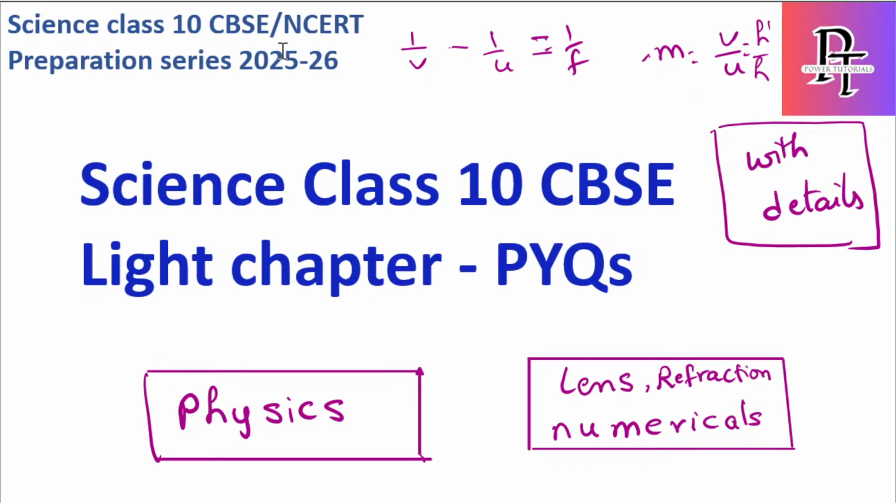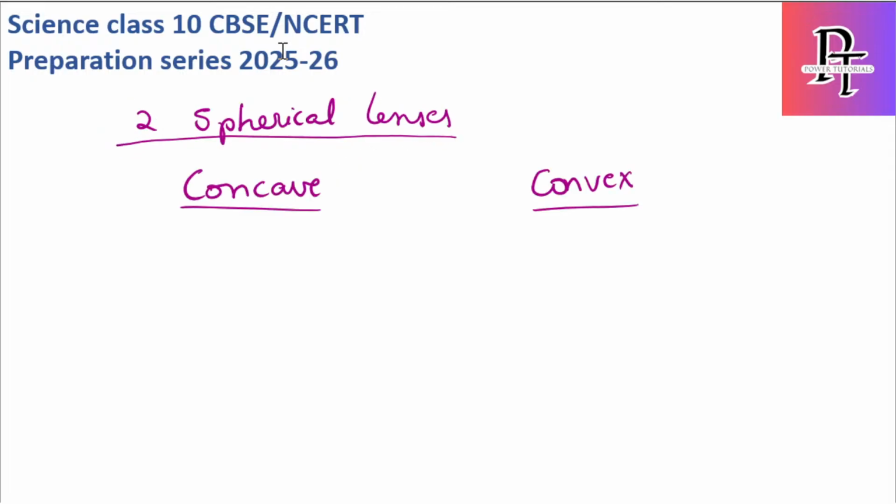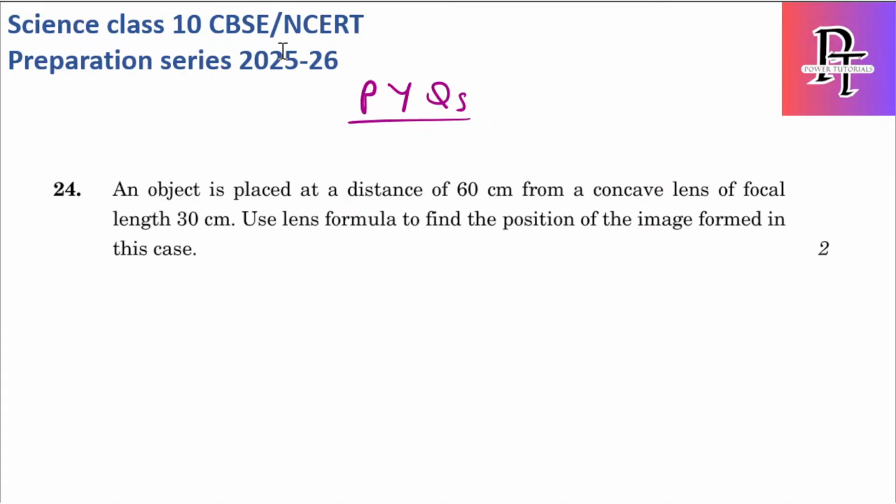Today's agenda is we are going to cover what is refraction, what are the laws of refraction, and two spherical lenses, which are concave and convex lens. In detail we'll cover as per the questions, but as a glance we'll first cover what a convex and what a concave lens is. Then we'll cover three topics: lens formula, magnification formula, and the power of lens formula. Power of lens is very easy, which is nothing but 1 by focal length. Then we're going to cover the PYQ questions.